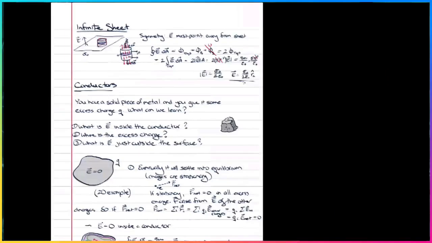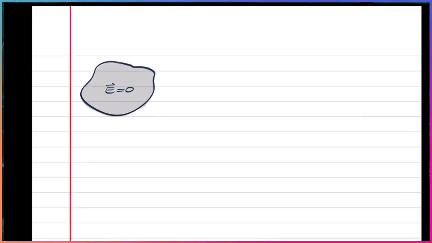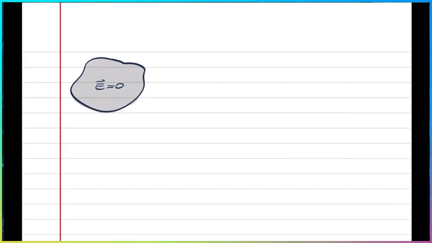Let's see. Yep, I need a new page. I took up too much room. Let me copy this. So we have, in this case, the electric field is 0 inside, and the charge, which let me just take to be positive, is going to reside entirely on the surface.